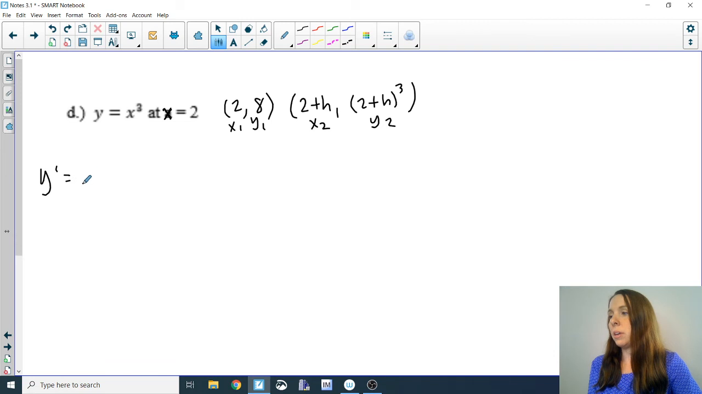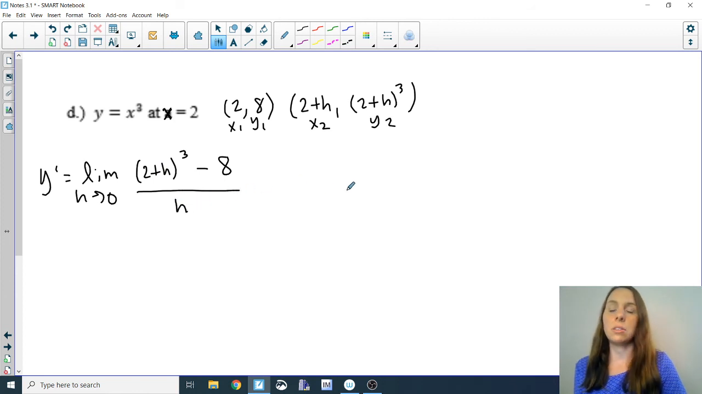Start your formula. y2 minus y1 over x2 minus x1 will always simplify to h.